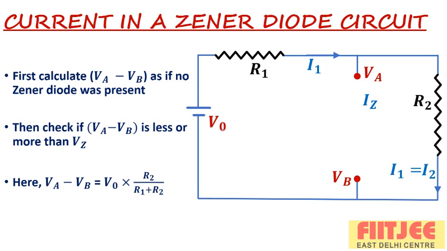Now we will compare this voltage with the breakdown voltage of the Zener diode. Then there will be two cases: either this voltage will be less than the breakdown voltage or it will be greater than the breakdown voltage of the Zener diode. We will discuss these two cases in the next slide.